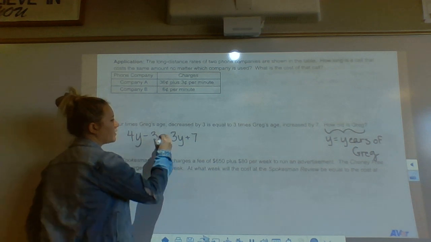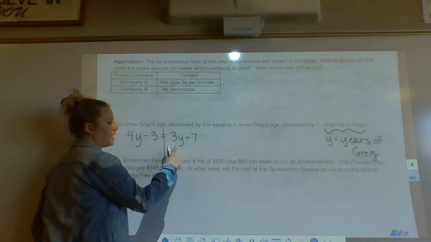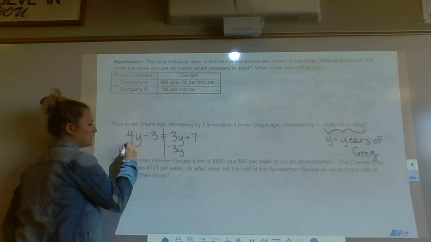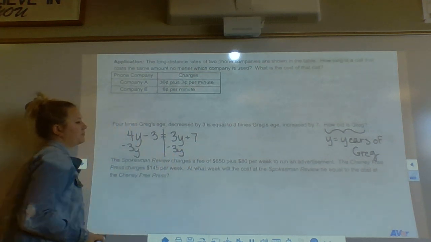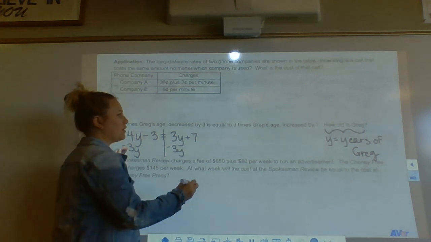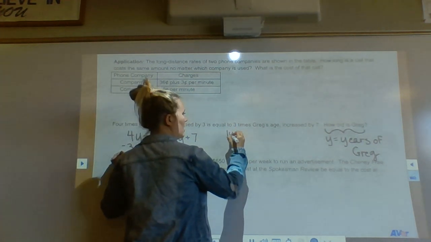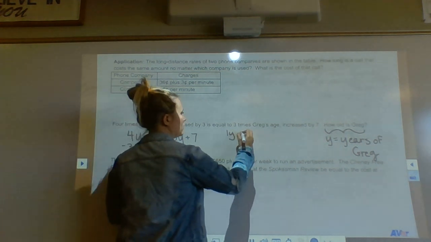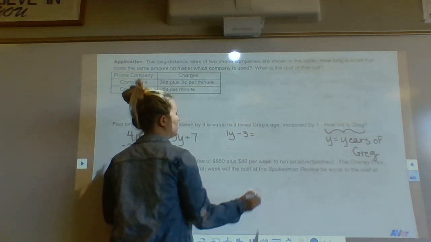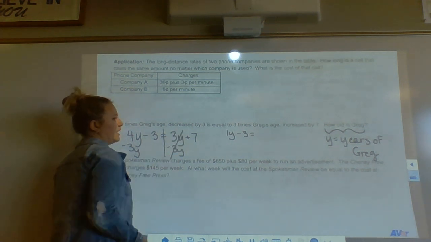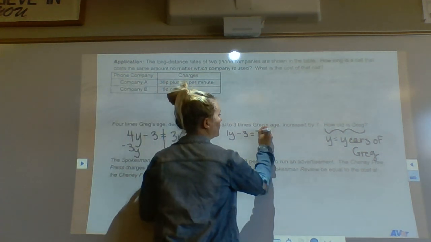I'm going to move the smaller y first. This is positive 3y. So I'm going to undo that by subtracting from both sides. All right? 4y minus 3y is 1y. I'm going to write that over here. 1y. And then I got minus 3. So that's done. Left side's good. On the right side, 3y minus 3y is out of there. That's equal to 7.